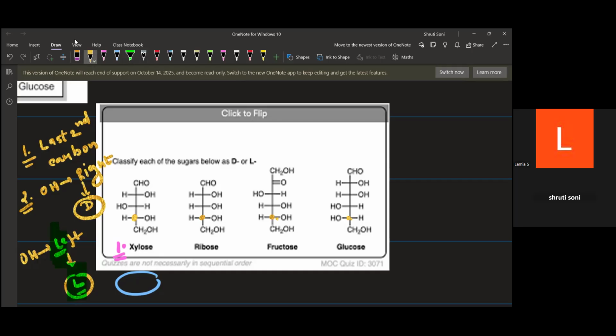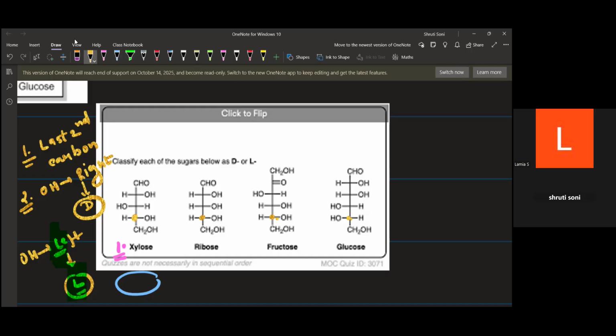Okay, now tell me the first one is xylose. OH on the left. Oh no, this would be D, right? Yeah, second one. D. Second one, D, right? Yeah, third, also D. Fourth, L. Okay, so now do you understand how D and L configuration will be?